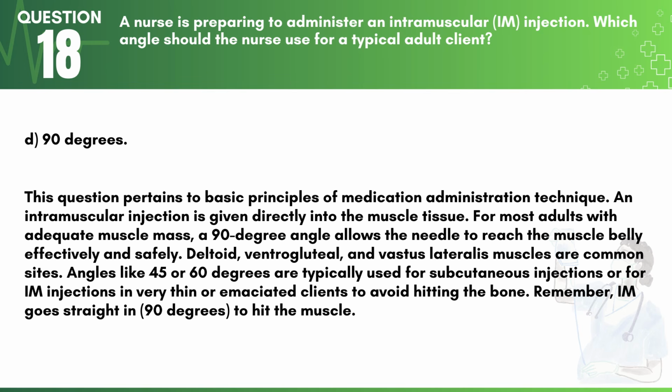Angles like 45 or 60 degrees are typically used for subcutaneous injections or for IM injections in very thin or emaciated clients to avoid hitting the bone. Remember, IM goes straight in, 90 degrees, to hit the muscle.